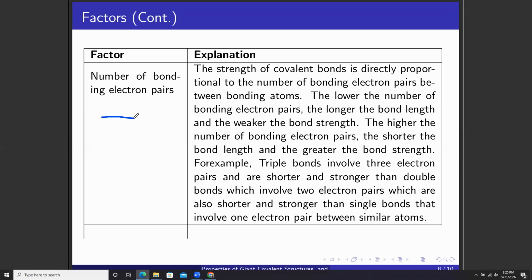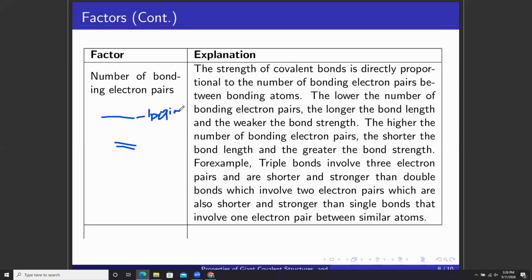Chlorine contributes 1 electron and another chlorine contributes 1 electron. That's one pair. You also recall formation of what? Formation of oxygen molecule. Oxygen molecule has a double covalent bond where one oxygen brings 2 electrons and another oxygen brings 2 electrons. Therefore, for one line, you have one pair of bonding electrons.